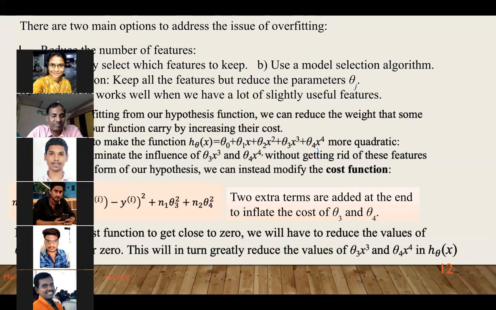If you increase the power, your theta values will become still smaller, because gradient descent has to find values that make this whole expression minimum. Now for the cost function to get close to 0, we will have to reduce the values of theta 3 and theta 4 to near 0. This will in turn greatly reduce the values of theta 3 x cube and theta 4 x to the power 4 in h theta of x.